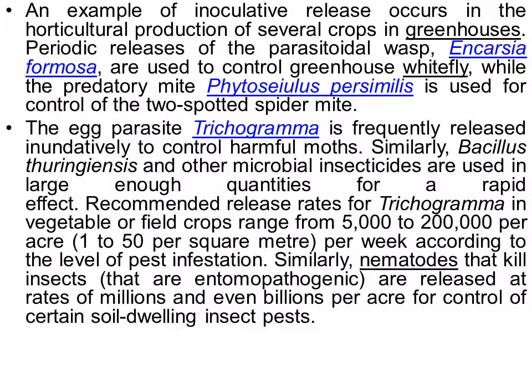The egg parasite Trichogramma is frequently released inundatively to control harmful moths. Similarly, Bacillus thuringiensis and other microbial insecticides are used in large enough quantities for a rapid effect. Recommended release rates for Trichogramma in vegetable or field crops range from 5,000 to 200,000 per acre per week according to the level of pest infestation. Similarly, nematodes that kill insects are released at rates of millions and even billions per acre for control of certain soil dwelling insect pests.